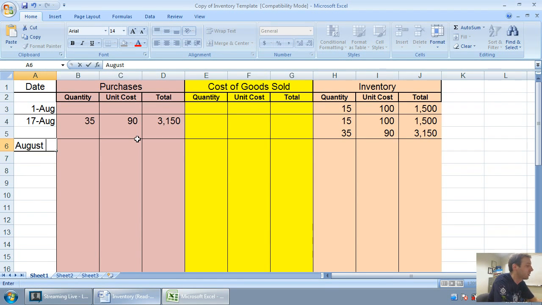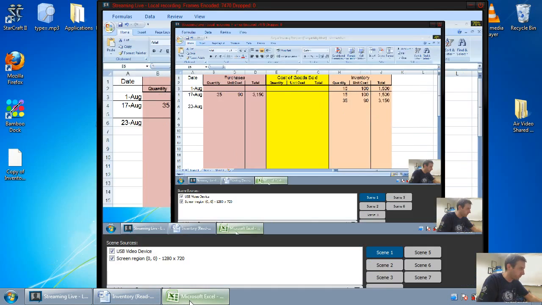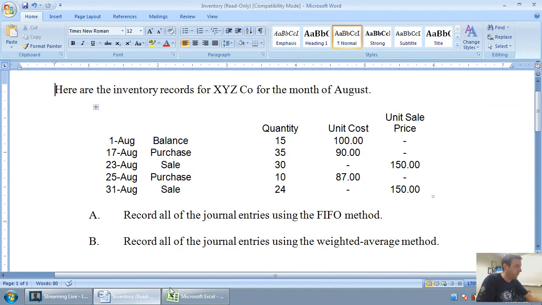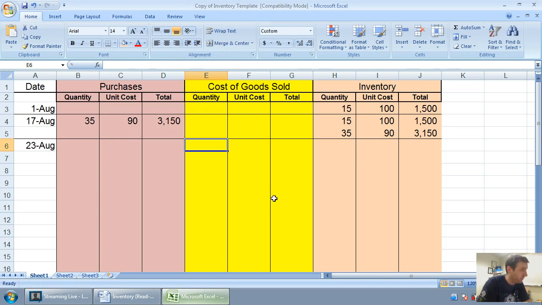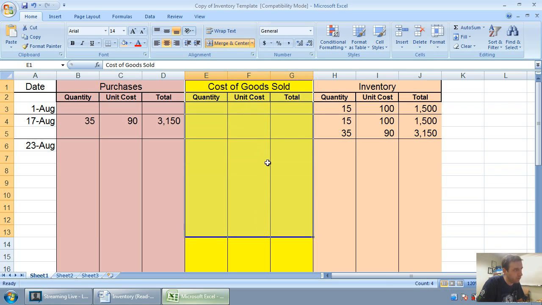August 23rd, we sell 30 units at a price of $150 a unit. So I'm going to sell 30 units. Now I notice this is about cost of goods sold, this column. It's not about price, it's about how much the stuff cost.